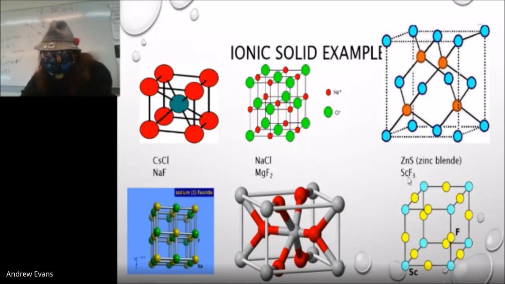And scandium trifluoride, you'll see scandium's just in the corners and fluoride is in the edges. Edges, remember we said 3. Corners, we said 1. So scandium is a 1-to-3 ratio. So as I said, those are a little bit harder to see.